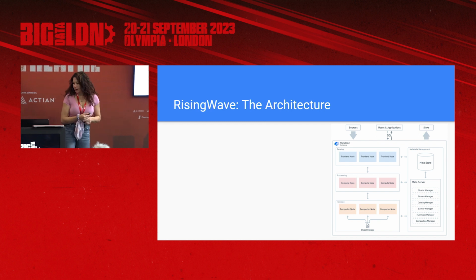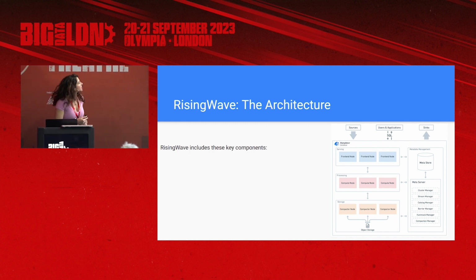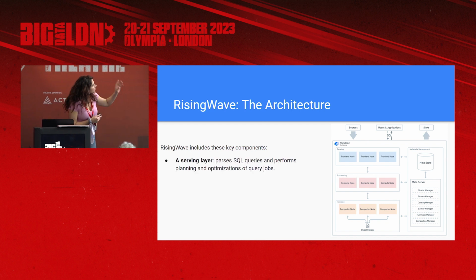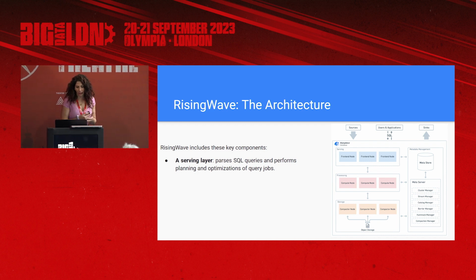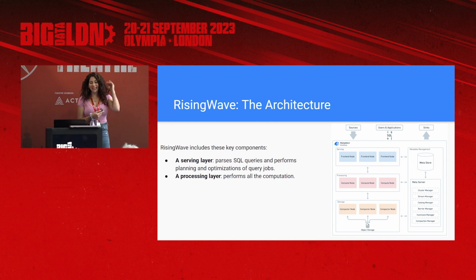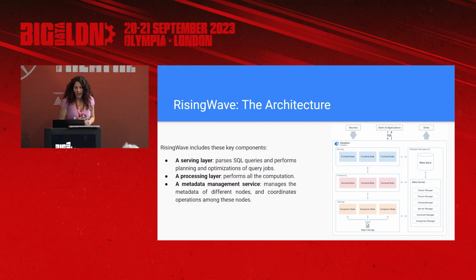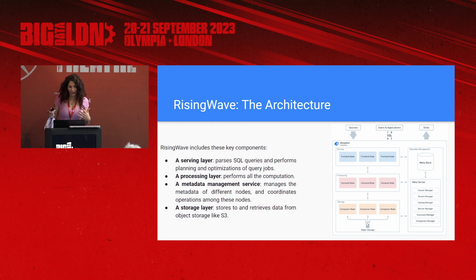Okay, talking a little bit about the architecture. First thing is you have a serving layer at the top. This parses SQL queries and performs planning and optimization of query jobs. Then you have a processing layer, which performs the computation. A metadata management service manages the metadata of different nodes and coordinates operations among these nodes. And then you also have a storage layer to store and retrieve data from object storage like S3.